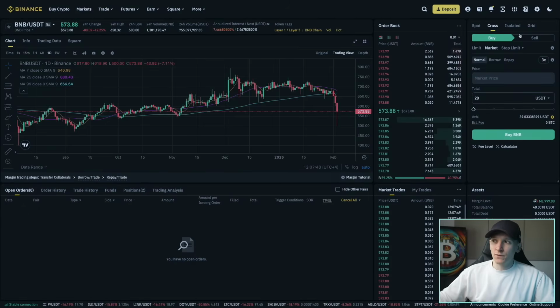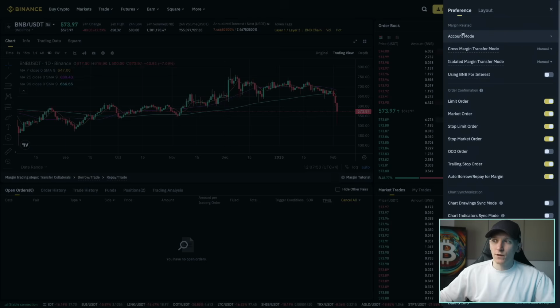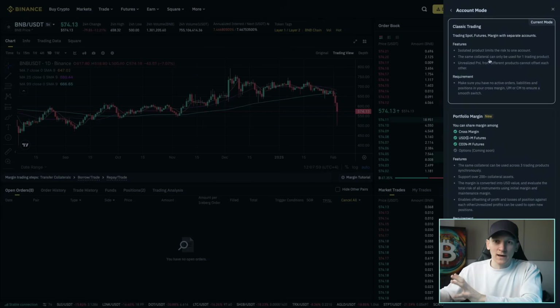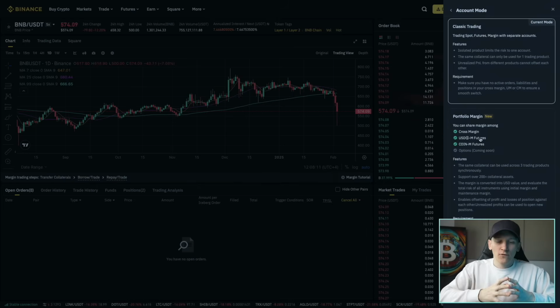You'll also want to make sure that your account mode is in the correct setting for you. If you go to settings up in the top right and then go to account mode, most people will trade in classic trading. This is where you have cross margin, isolated margin, futures. Those are separate accounts with different collateral on their systems, and those trades are collateralized separately. You can also choose portfolio margin, where all of those accounts and the collateral in them and the equity that you have in your trading positions, either wins or losses, that's going to account for all of your trades.